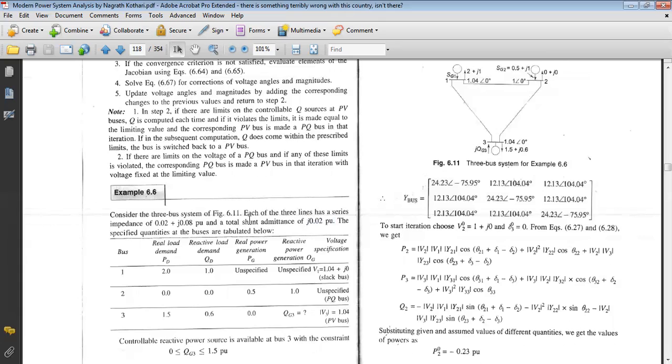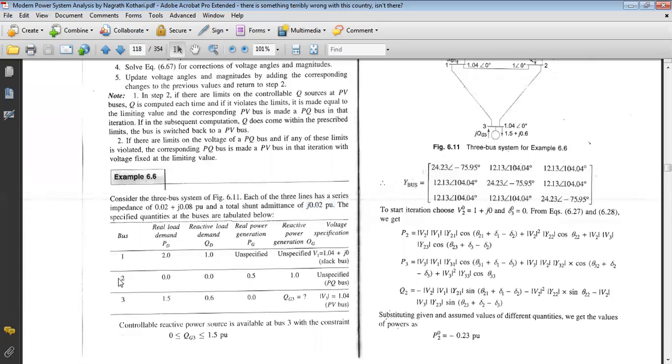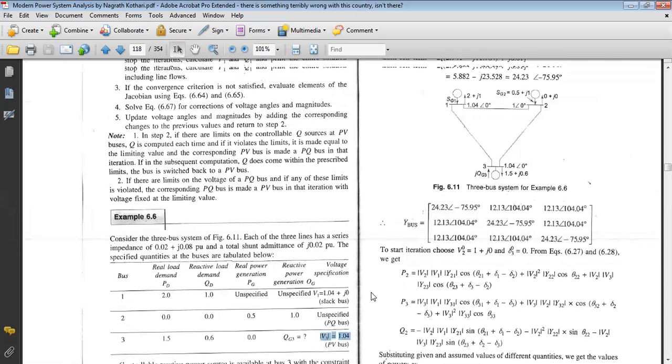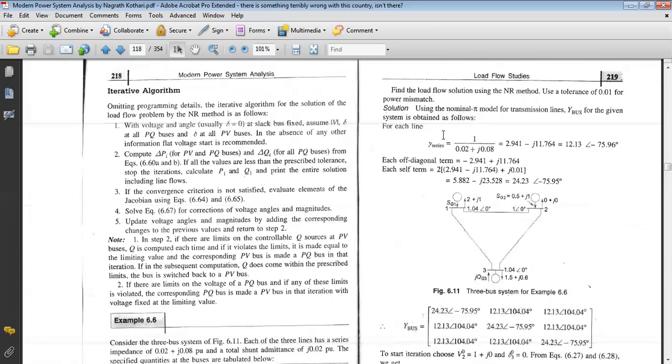Next, our question is for bus 1, bus 2, and bus 3. Bus 1 is the slack bus, bus 2 is the PQ bus, and bus 3 is the PV bus. So the bus voltage magnitude is given for bus 3. Now we have to find the load flow solution using the Newton-Raphson method, and the tolerance level is also given here, 0.01.